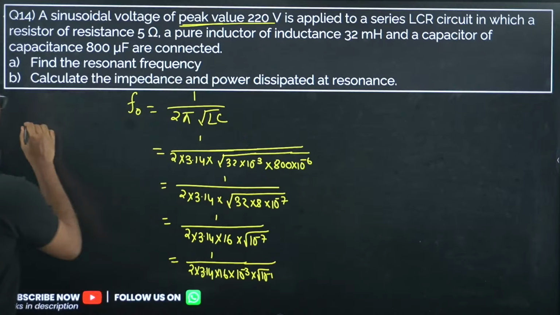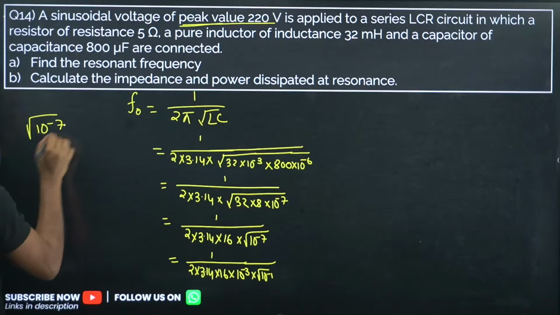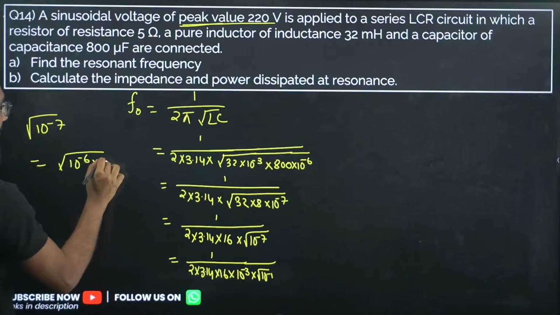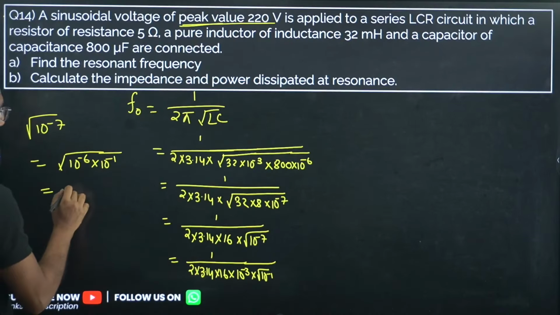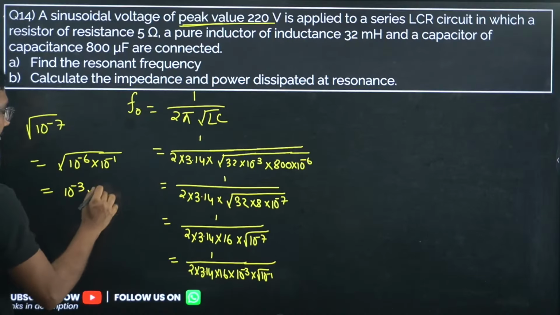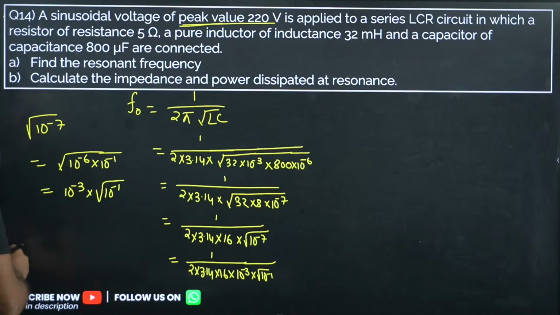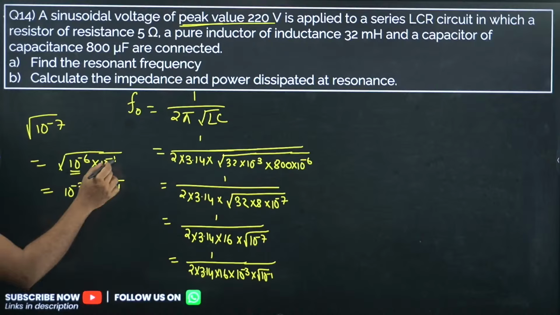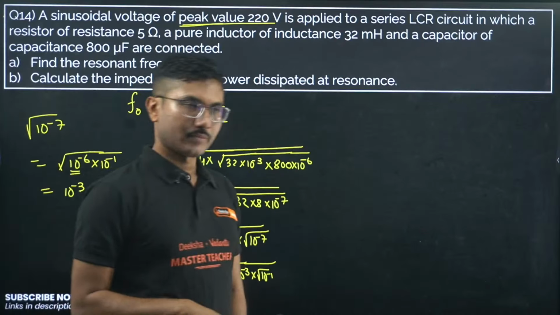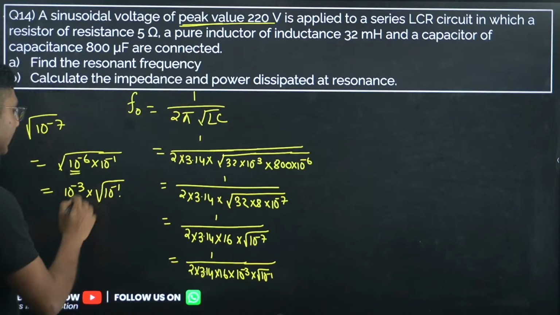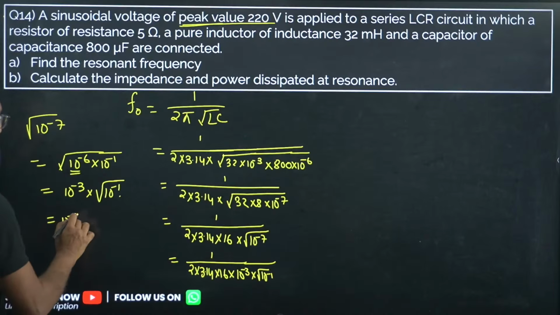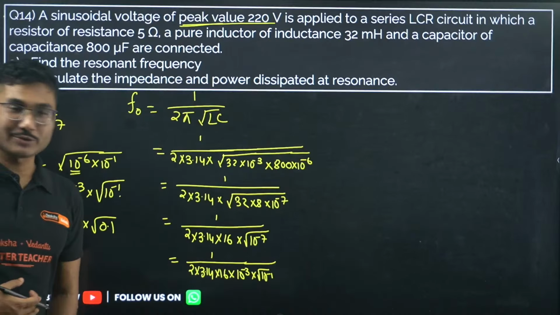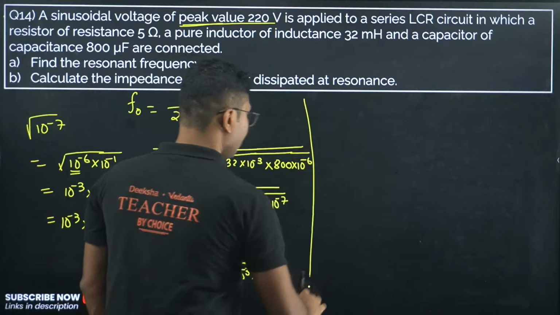Okay, so square root of 10 to the power of minus 7 means square root of 10 to the power of minus 6 into 10 to the power of minus 1. So that is 10 to the power of minus 3 into 10 to the power of minus 1 under square root. The 10 to the power of minus 6 will have its power halved, obviously, because of the square root, but for the other one we cannot have anything, so you have to calculate that. That is 10 to the power of minus 3 into 0.1 square root. 10 to the power of minus 1 square root means 0.1 square root.